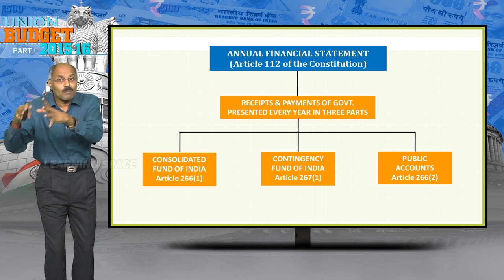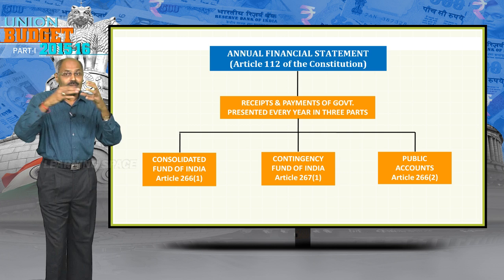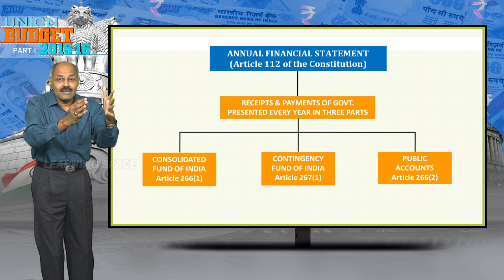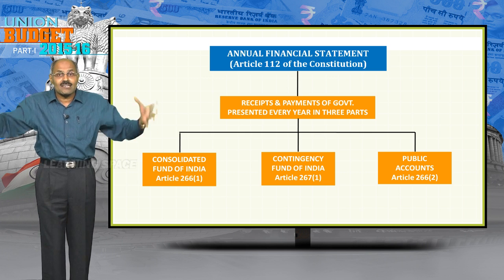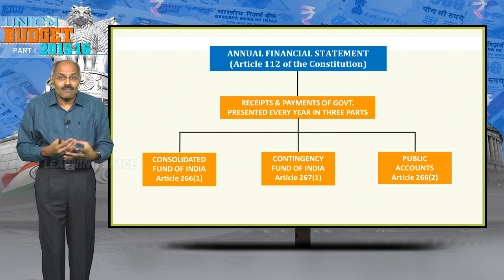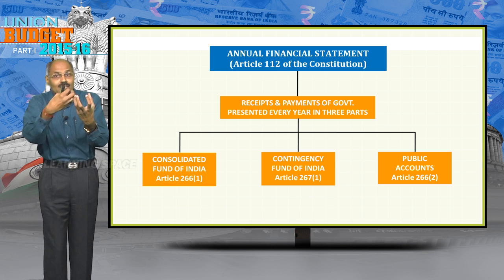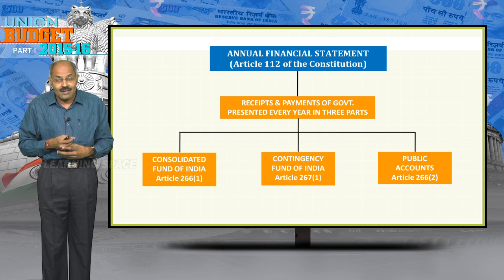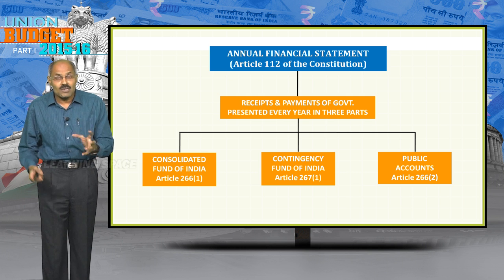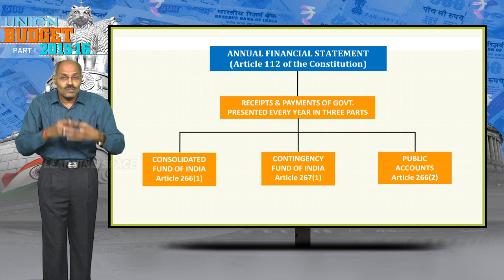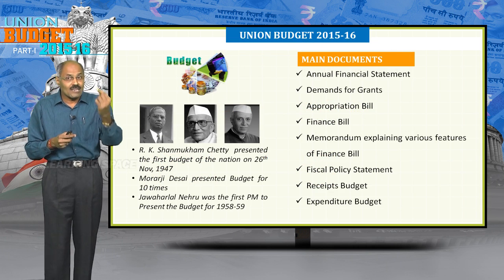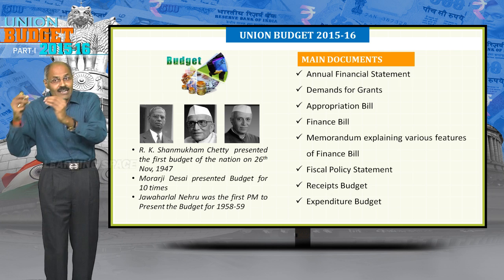So, Parliament's prior approval is required for withdrawing amounts from only Consolidated Fund of India. So the most important aspect of the budget is revenue and expenditure from Consolidated Fund of India. Right? Having learned this, let us find out what are the total elements of budget. First one is annual financial statement, which we have already discussed.